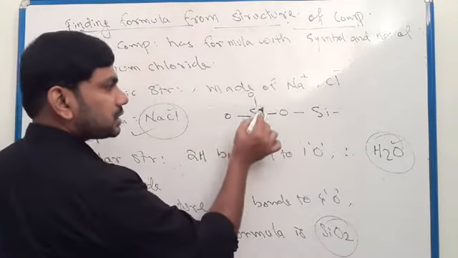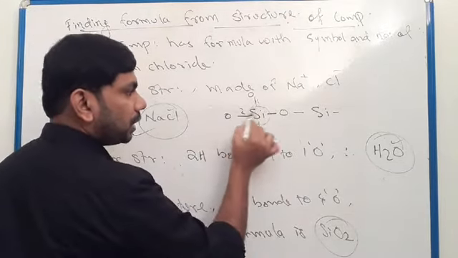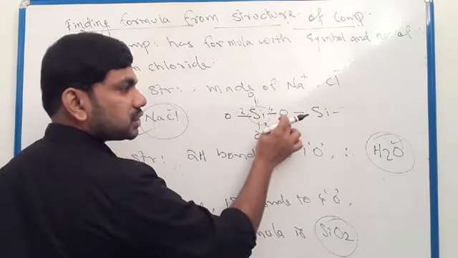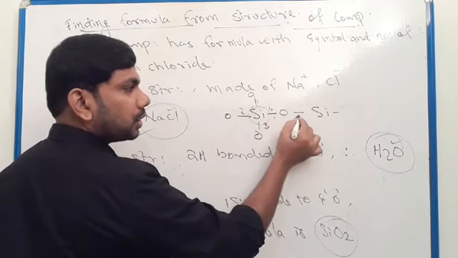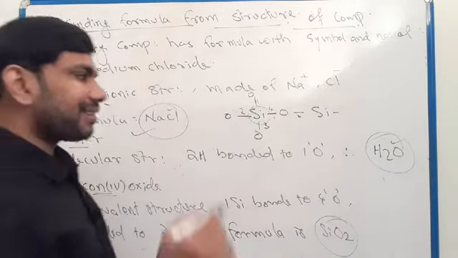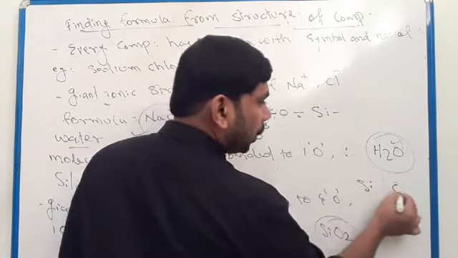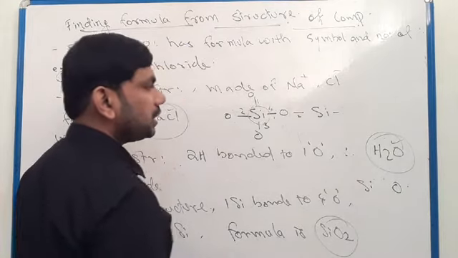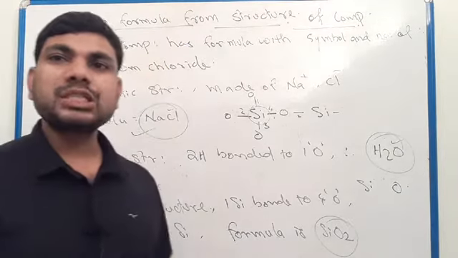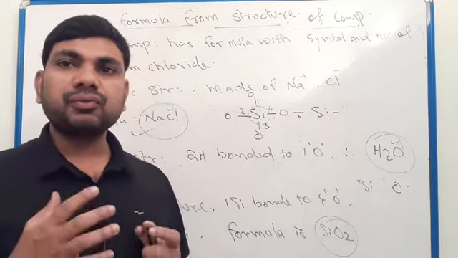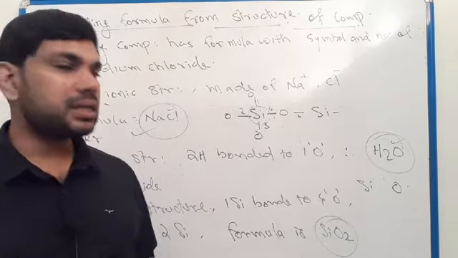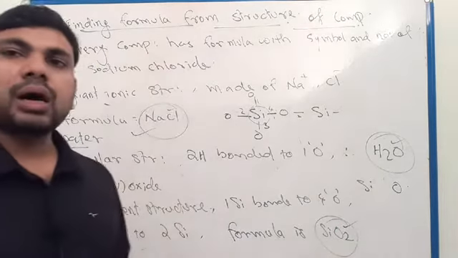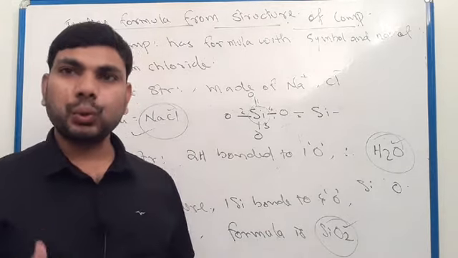Look here, this silicon makes 4 bonds: 1, 2, 3, 4. Similarly here, this oxygen makes 2 bonds: 1, 2. So the ratio of silicon and oxygen is 1:2. That's why the formula of silicon oxide is SiO2. 1:2 ratio, so the formula of silicon dioxide is SiO2.